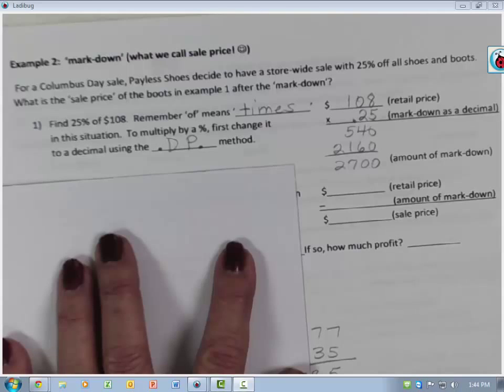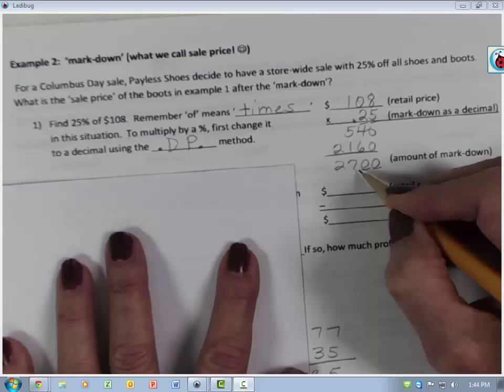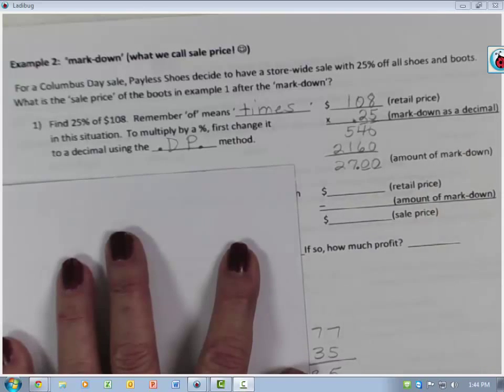Does that mean that they're going to mark it down $2,700? Because I've had kids tell me stuff like that before. That's not a reasonable answer. So remember that you have to put your decimal in. 2 decimal places here, 2 here. That means that the amount of the markdown is $27.